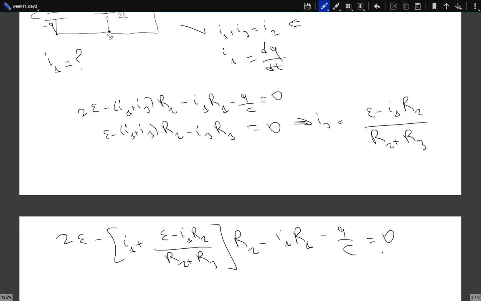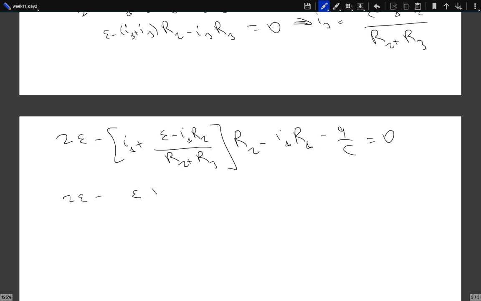What I did was I already solved for I3. I put it in the first line, so this is what I have. Now let me simplify this a bit. What I would like to do is, you see, there are terms that are independent of I1, like 2 epsilon over here, this epsilon term over here is independent of I1 and Q. Let me separate them.